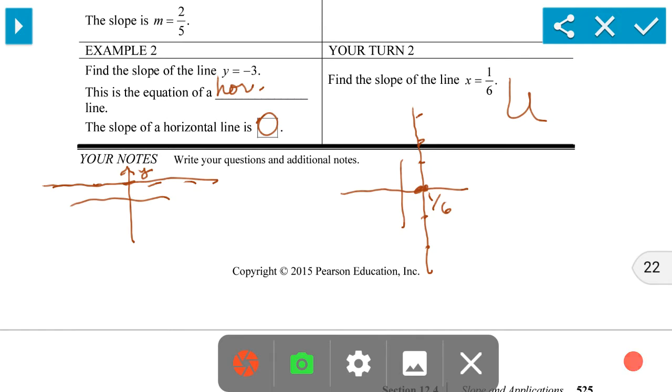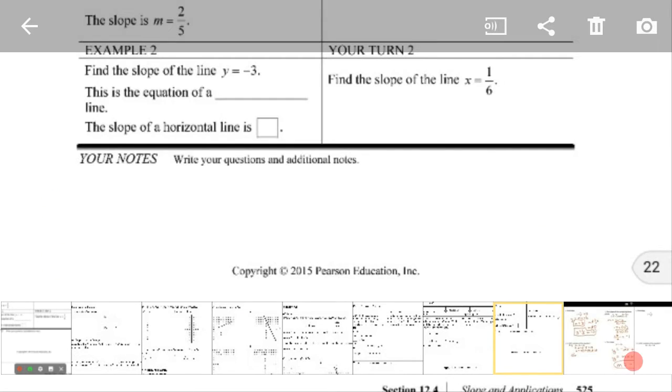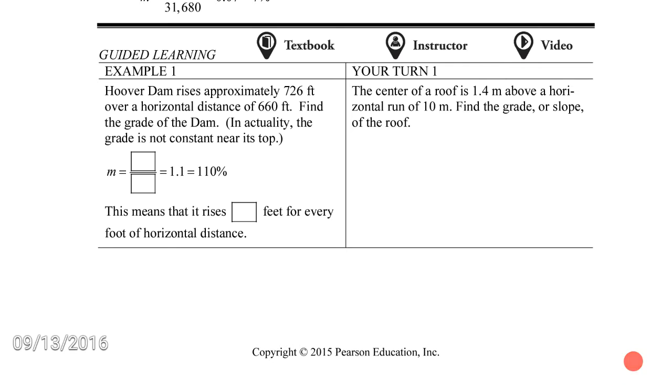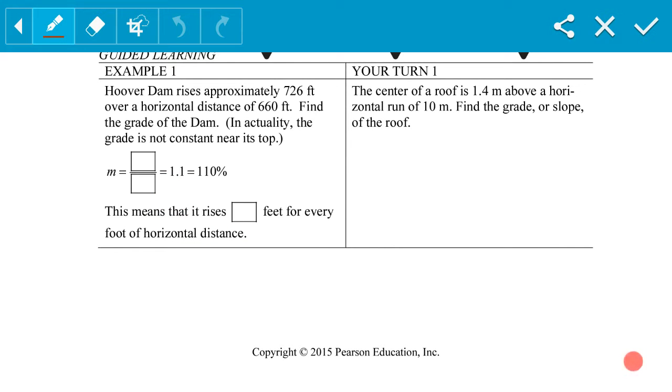We are going to look at page 525 now, and we start some word problems. So Hoover Dam rises approximately 726 feet over a horizontal distance of about 660 feet. Find the grade of the dam. In actuality, the grade is not a constant near its top, but we're going to treat it as if it's a constant.